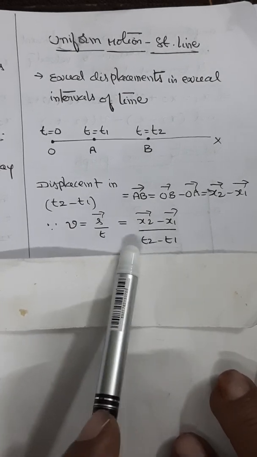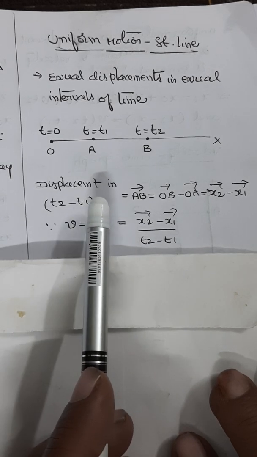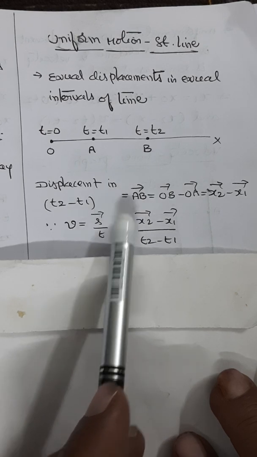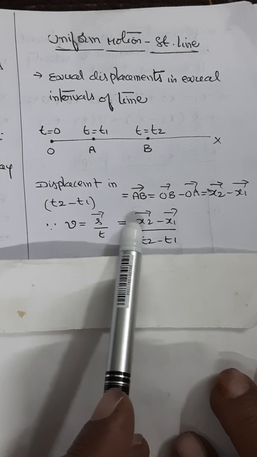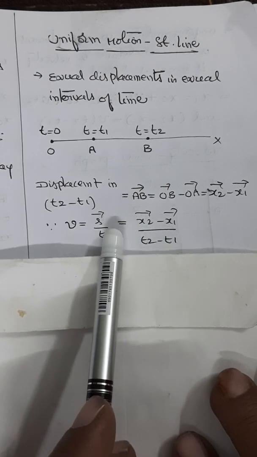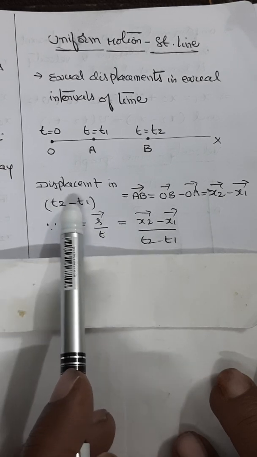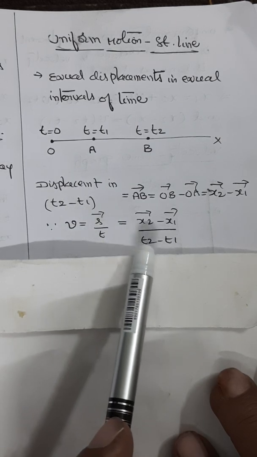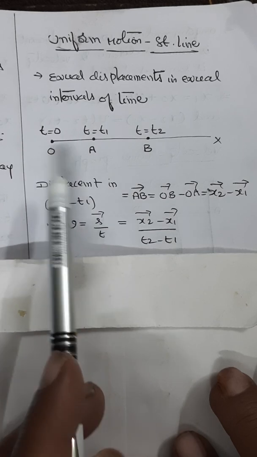So what we can understand from this is, for a uniform motion along a straight line in a given direction, the magnitude of displacement is equal to the actual distance covered by the object. The velocity in uniform motion does not depend on the time interval t2 minus t1. The velocity in uniform motion is independent of choice of the origin.